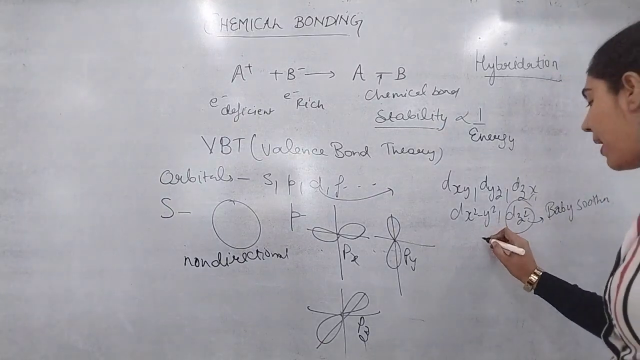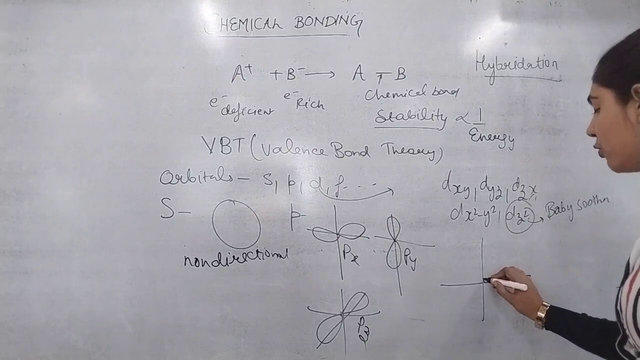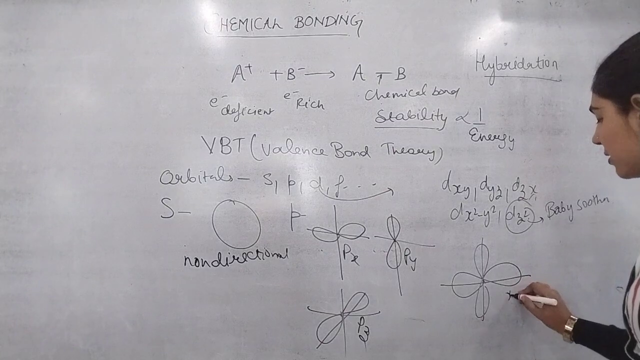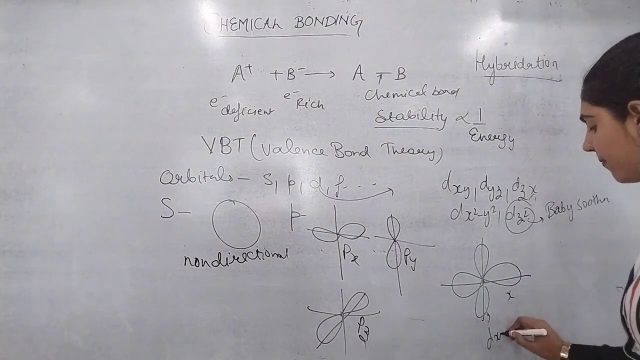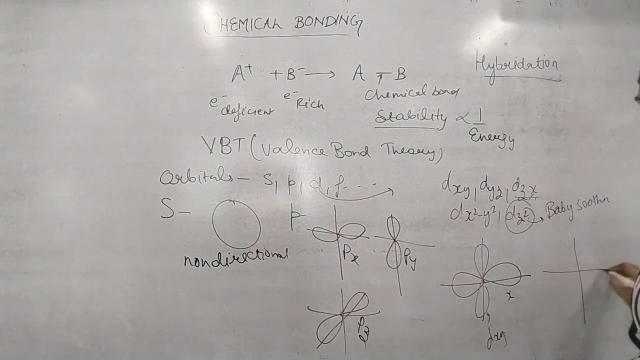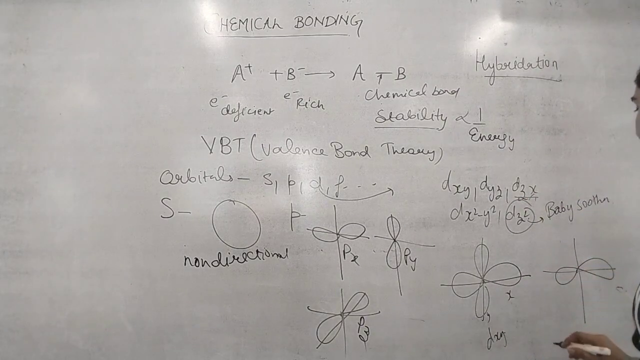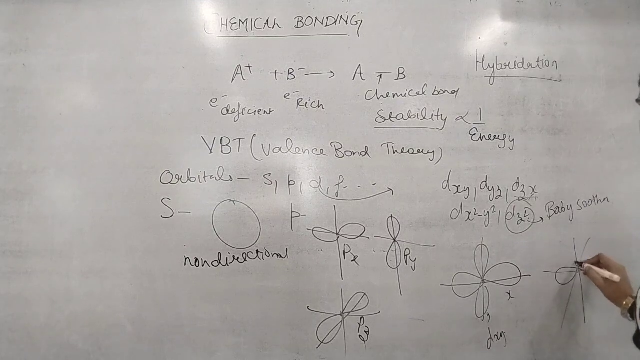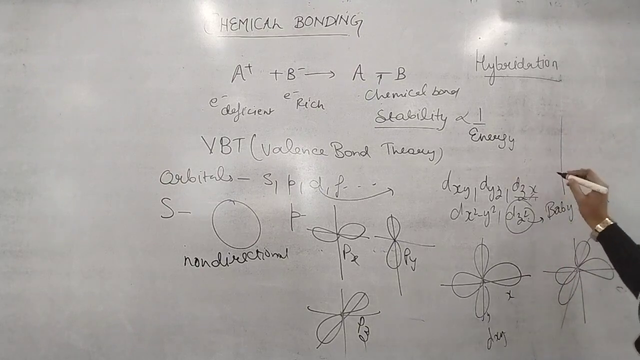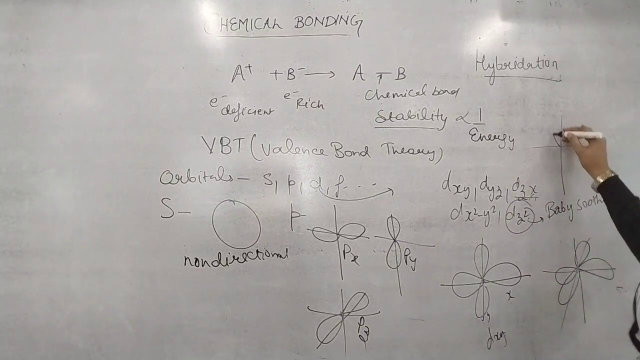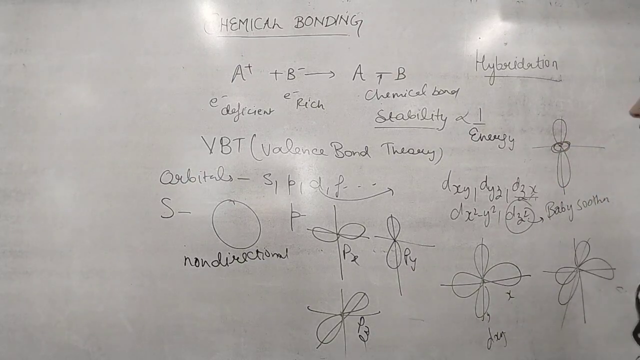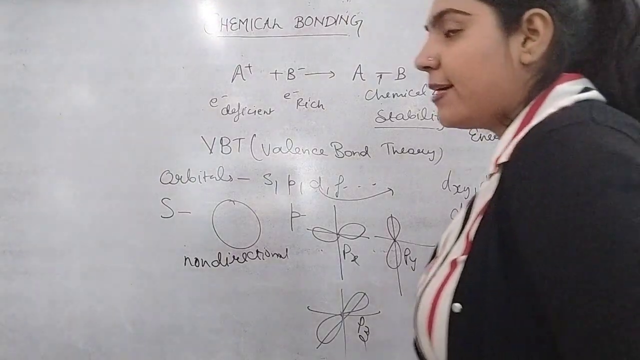So what would be the shape? I am explaining one, like dxy. One lobe would be on X and one lobe would be on Y, that would be dxy. Fine. And similarly with dzx, the lobes would be on X and Z. Now dz square, the shape would be like this, a single lobe with a ring, and dx square minus y square as well.